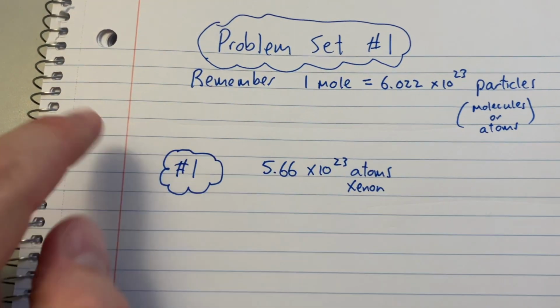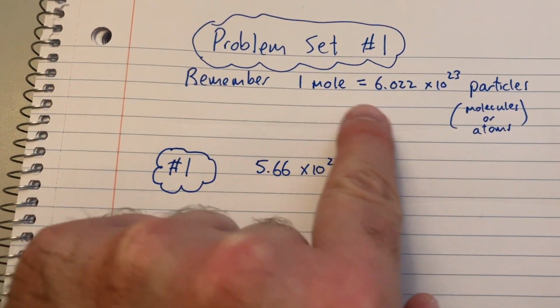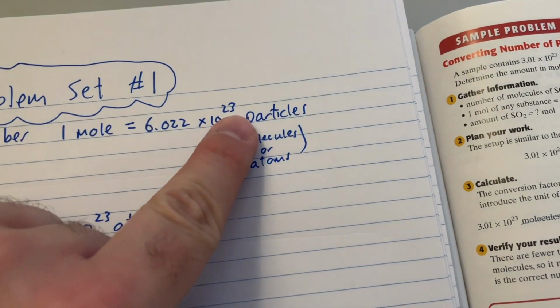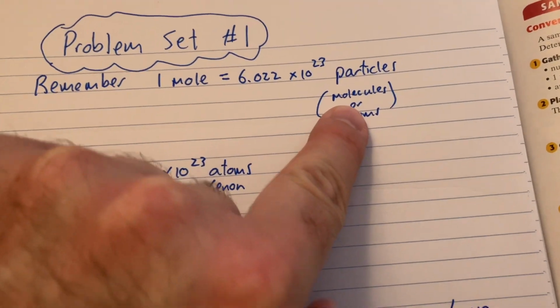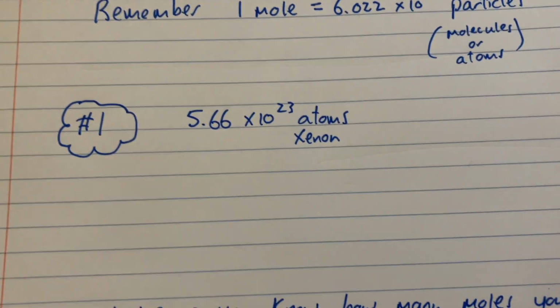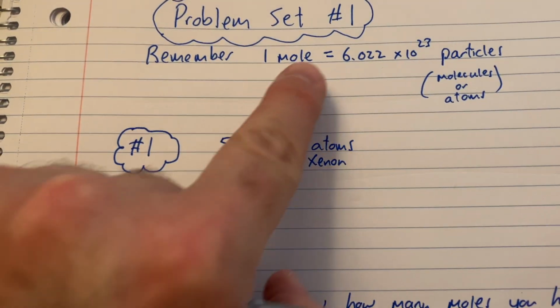I'd say problem set number 1, and I gotta remember this fact. In 1 mole, there are 6.022 times 10 to the 23rd particles. And when they say particles, they just mean molecules or atoms. Sometimes they just use those interchangeably. So in question number 1 here, they say you're given that many atoms. So I always just write down what they give me right away, and then I'm gonna use this fact.